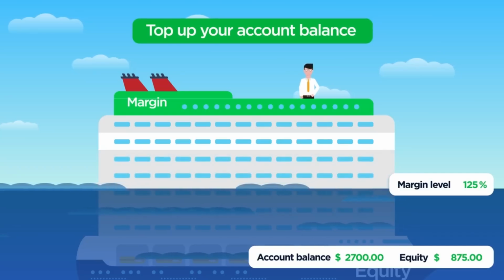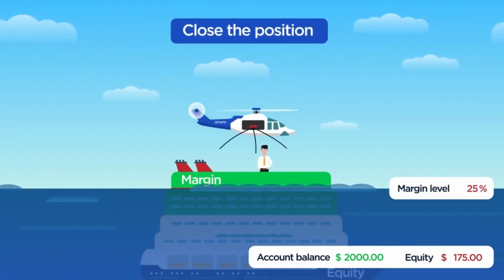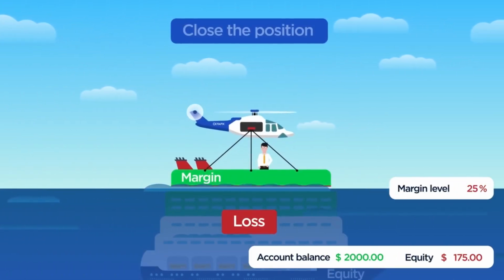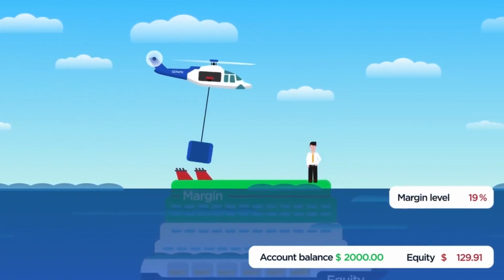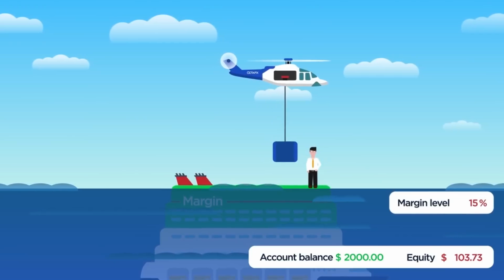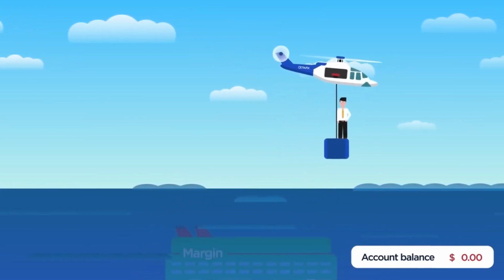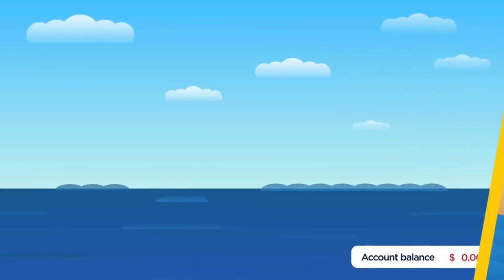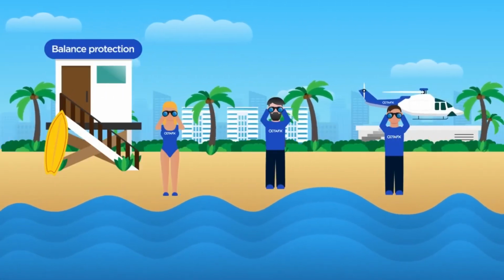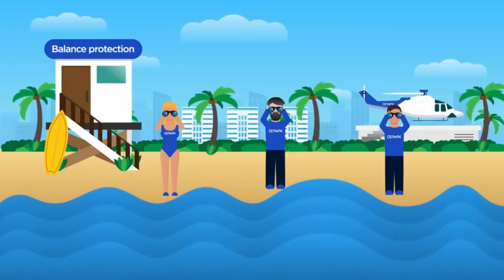Once it happens, you need either to top up your account balance to increase the equity, or close the position and fix the loss. If you do not increase your balance after the margin call, stop out will be triggered at 15% margin level and your orders will be closed automatically. This way your broker protects you from the potential losses that you cannot cover with your own investments. OctaFX uses balance protection so you cannot lose more than your initial deposit, even when trading a highly volatile market.